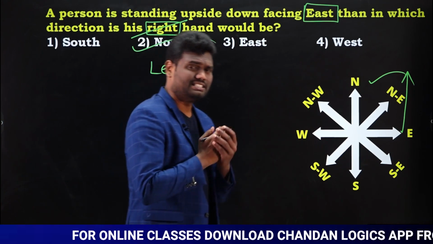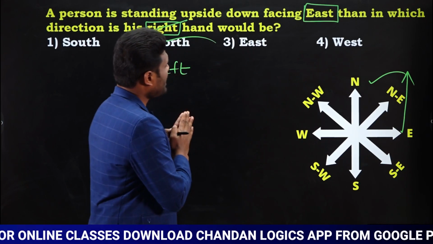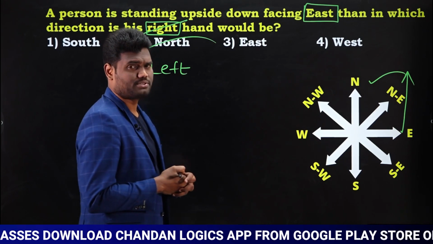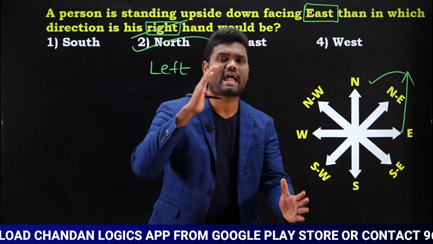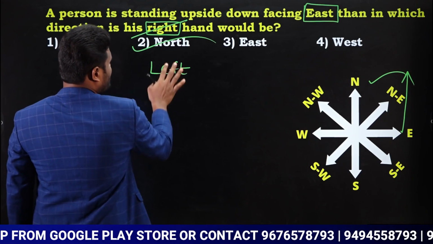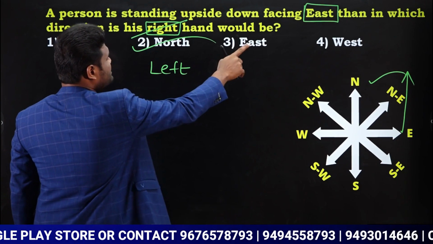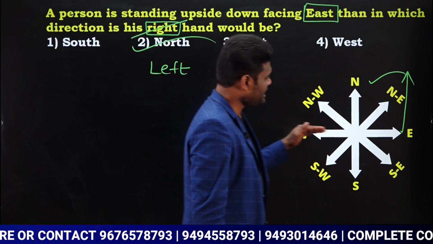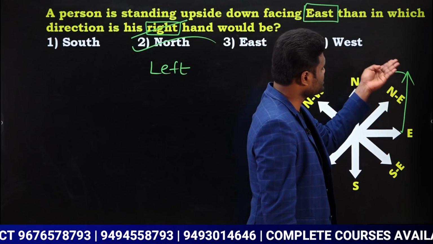Is that clear? Just what you have to do is, whenever you have questions based upon upside down, just change the hand. Nothing more than that. Just change the hand. Here it is given as right hand. You take it as left hand. East direction, left hand. This is east. Left hand means towards north.